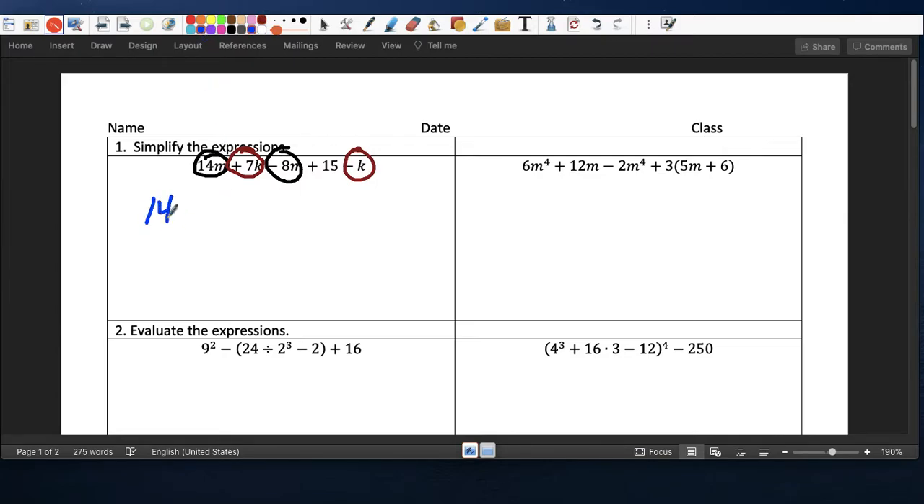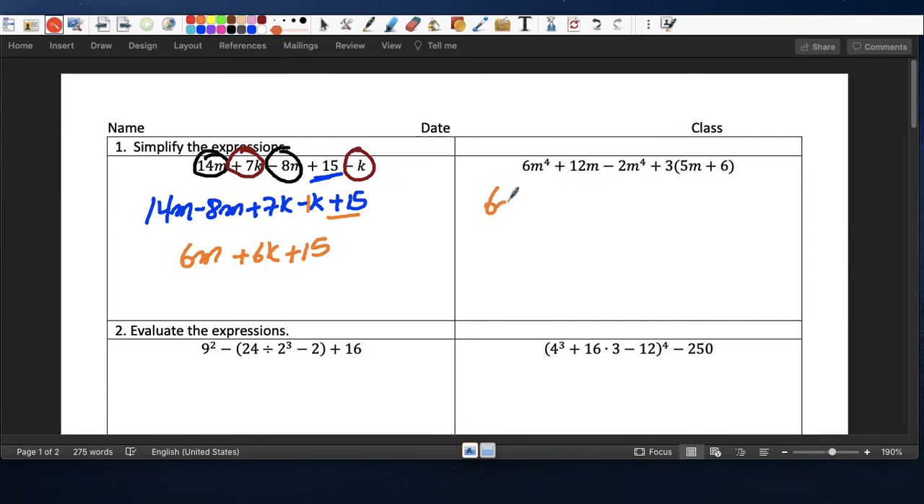So 14m minus 8m plus 7k minus k, and then the last one plus 15. We can combine some, right? 14m minus 8m is 6m. 7k minus, and don't forget the 1 here, minus 1k is plus 6k, and then plus 15. Okay, so here, just like we did the combos, guys, we have to do this first.